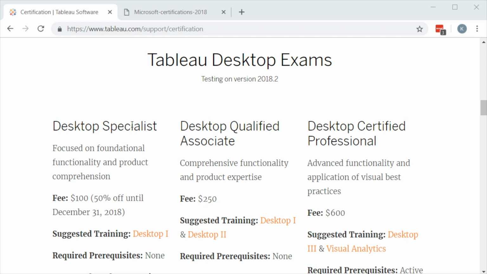It starts off with the specialist, and it goes up to the associate. It challenges you to do a little more of their mathematical functions and understanding how to actually visualize and analyze data. And the last level of certification is the professional, where they will actually grade the visualization itself to make sure that not only could you do the advanced functions in Tableau, but also that your visualizations meet the best practices, which is really, really cool.